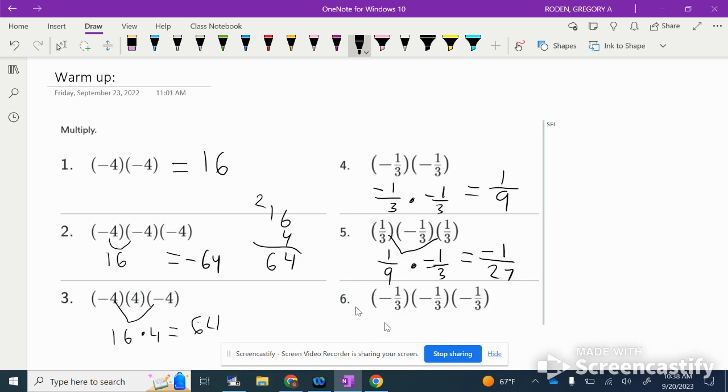Last one. We have basically number 4 with an extra negative 1/3 being multiplied at the end. So we did number 4 already. We said that was 1/9. And then we're going to multiply that by negative 1/3. So look at your top numbers. 1 times negative 1 is going to give us what? We just did it. Negative 1. And then again, we have 9 times 3. 27. Same answer we just got in number 5.